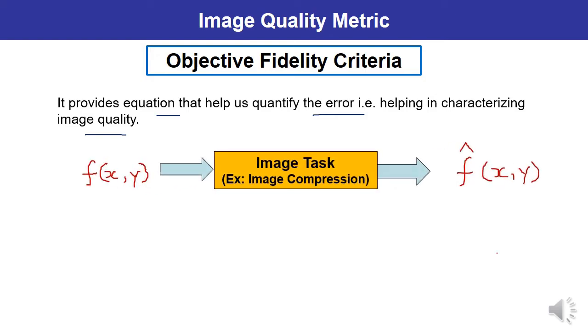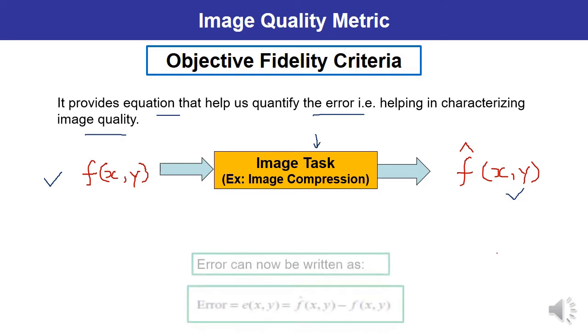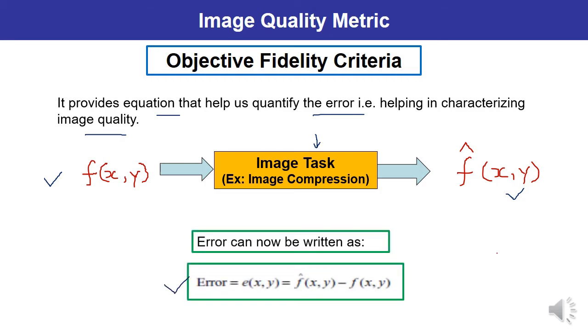In this diagram you can see that f(x,y) is the input image upon which a task is being performed, and here I have taken the task as image compression. After performing image compression on the given image, we get some output image, which is f cap (x,y). So what is the error function? The error function can be written as e(x,y), calculated as the difference of the output from the input: e(x,y) = f cap(x,y) minus f(x,y). This is how the error can be calculated.